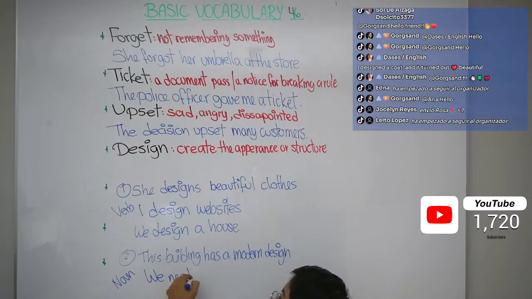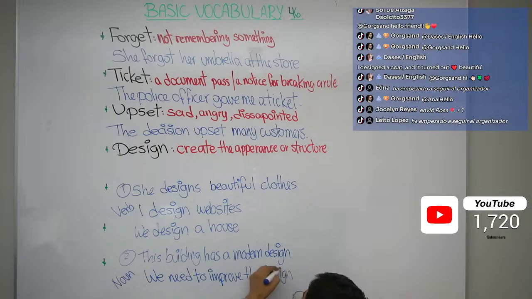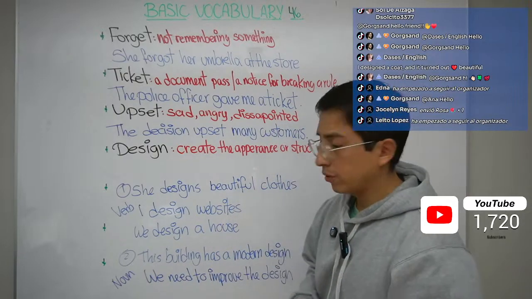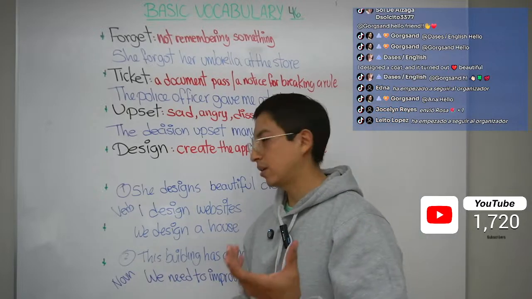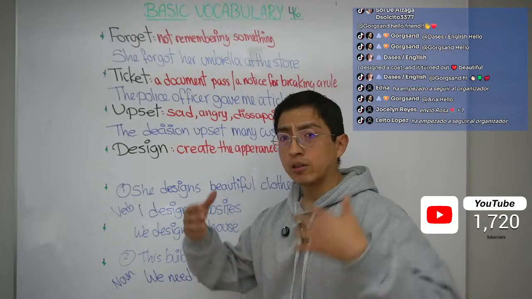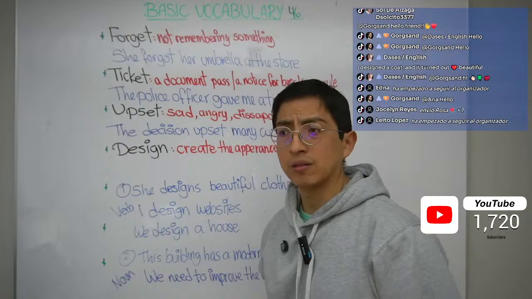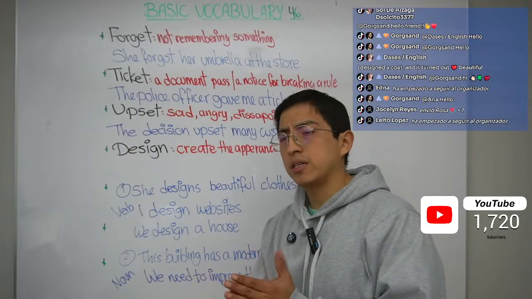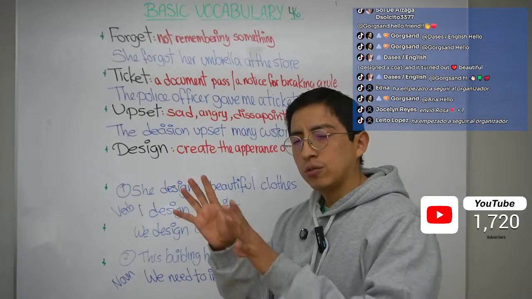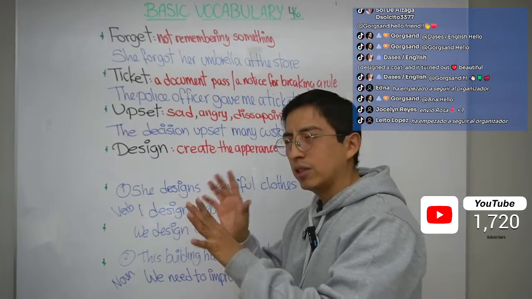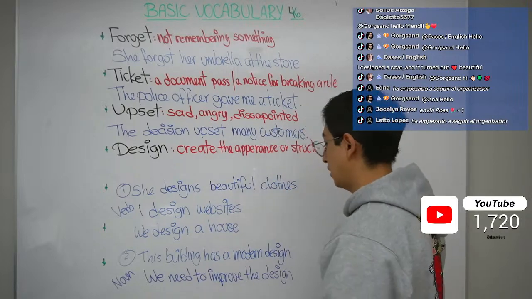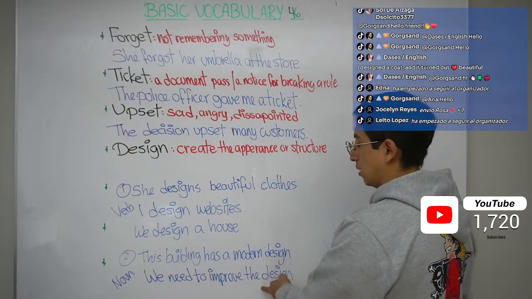Another possibility we can say here, we need to improve the design. Well, we need to improve the design. Maybe we can talk about a cell phone, or a dress. Hey, the dress is attractive, but we need to improve its design. Or maybe it's not very convenient. We need to modify some things, and then make some changes in the design.